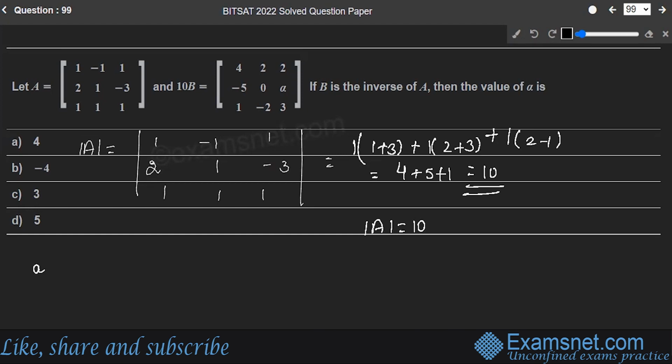Let's find out the adjoint of A. Now be very careful about finding the adjoint of A. So I'm leaving the first row and first column. 1 into 1 minus minus 3. This will give me 4. Okay. Next, I'm leaving first row, second column. 2 minus of 2 minus of minus 3, that is equal to plus 3, which is 5. So minus 5 over here. Then I will leave first row and third column. You have 2 minus 1. That will give me 1.